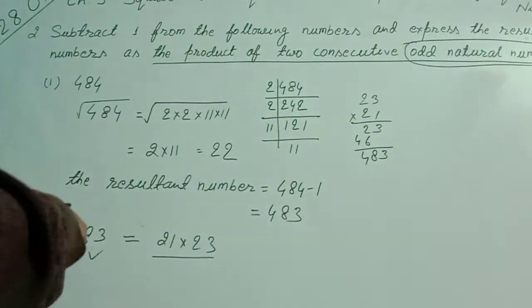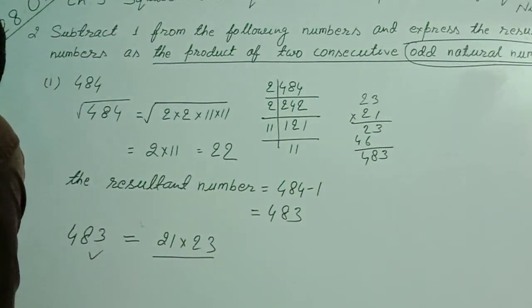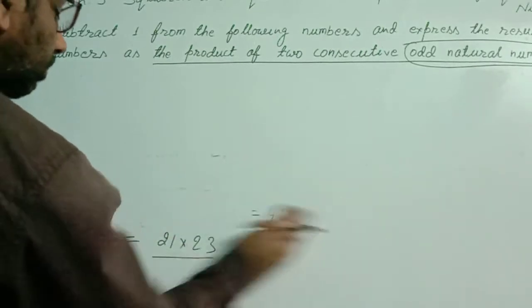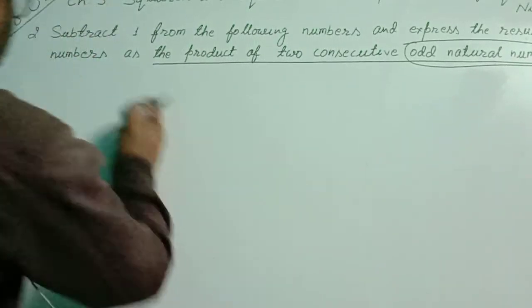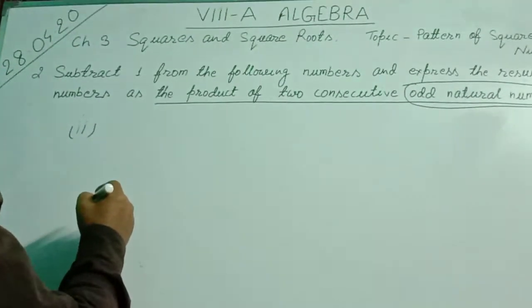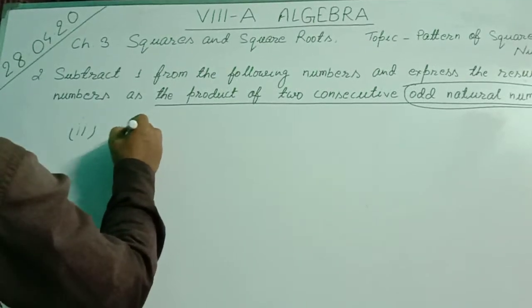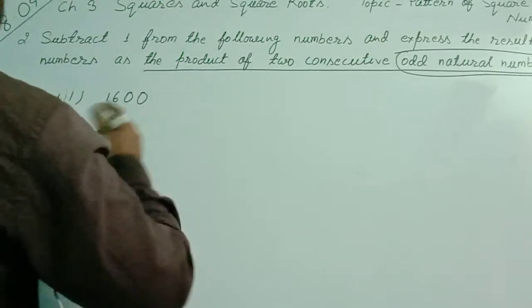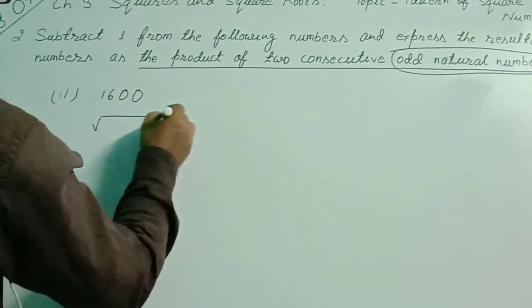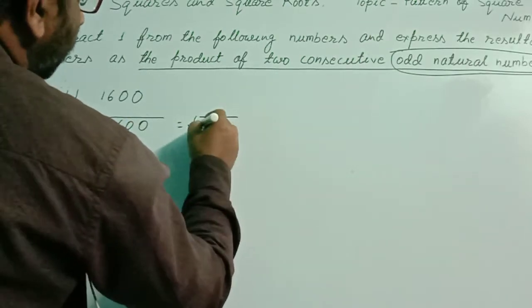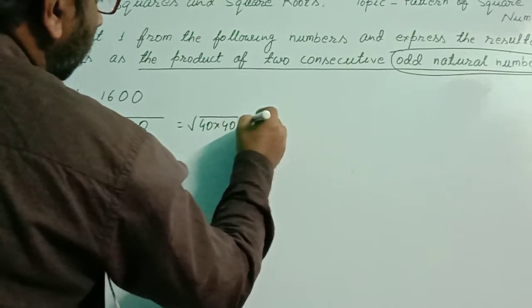Question number Roman number 2. That question is 1600. Now for that, first of all we find the square root of 1600. That is very easy to say. 40 into 40, so the square root is equal to 40.